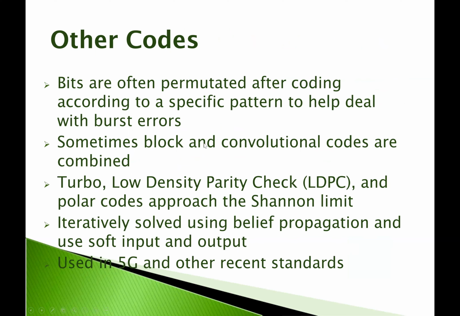Sometimes we use both block and convolutional codes. We'll code it once using, let's say, the block code, and then run that resulting code word into our convolutional coder, and we get the best of both worlds. We tend to keep increasing our effective code rate when we do that.